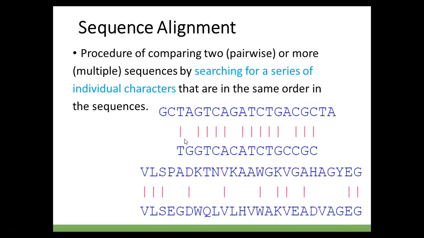Okay, so this T matches with this T here, and this G does not match with A. However, this G matches. So we would compare two or more sequences by searching for a series of individual characters that are in the same order in the sequence. That's what we do in sequence alignment. So if you are asked to define sequence alignment, this is a possible definition.